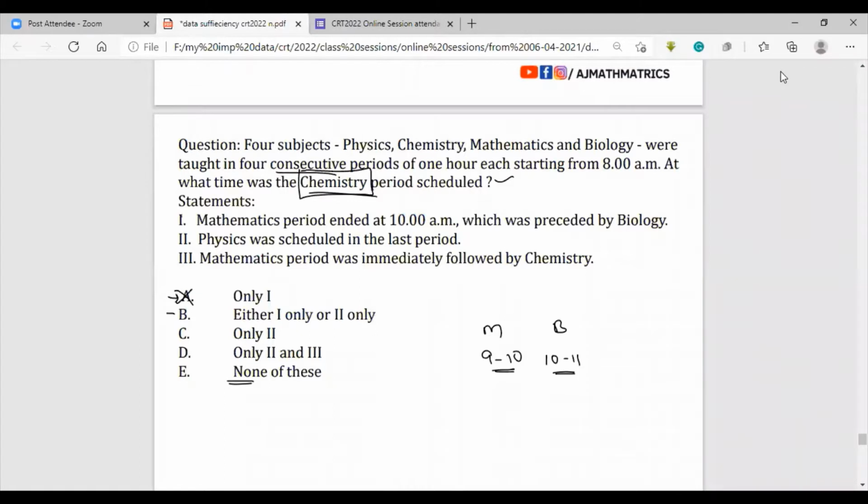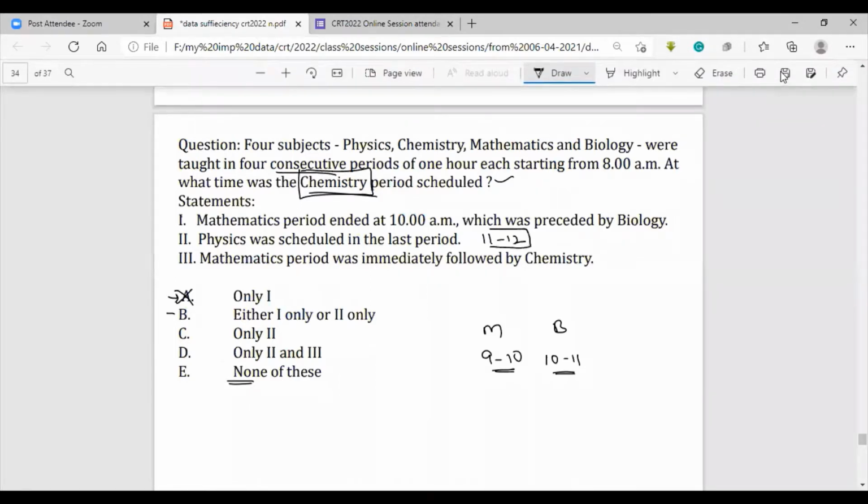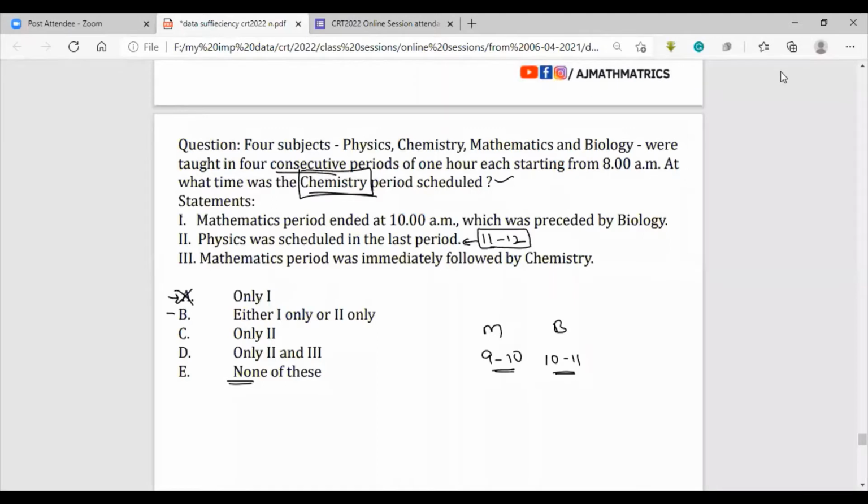Now try with the second one. The second one says physics was scheduled in the last period. So if physics was scheduled in the last period, the time will be 11 to 12. For the other 3 classes, there is no information. So 2 alone is not sufficient. Now, either 1 or only 2, that is also not there, so I'll go with the remaining option, which is 2 and 3. So what do 2 and 3 say? Physics was scheduled in the last period, which is 11 to 12. The mathematics period was immediately followed by chemistry.